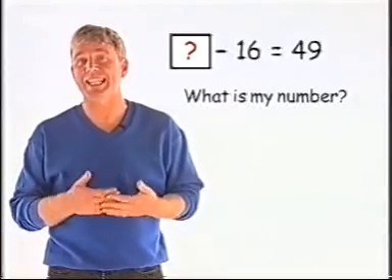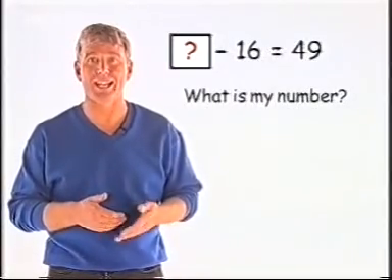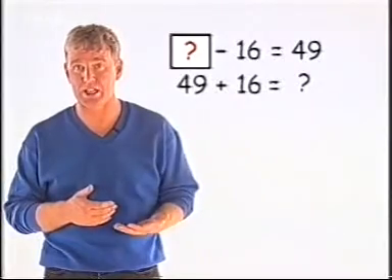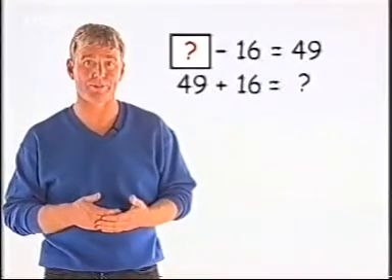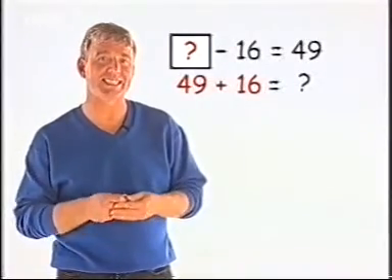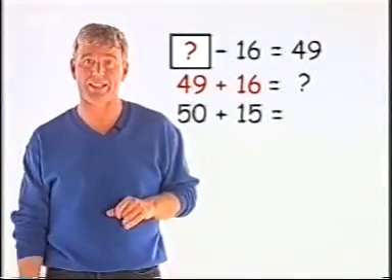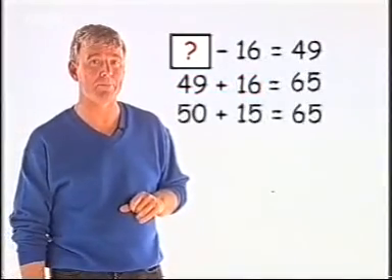If I subtract 16 from the number I think of and get 49, then adding 16 to 49 will give me the number I thought of. 49 and 16 is the same as 50 and 15, which is 65.